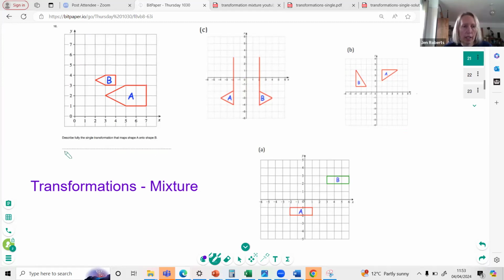Okay, so hopefully you thought this is an enlargement. I'll do your centre first. The scale factor is a bit of a funny one. Doesn't matter the corners you use, as long as they're the same in both shapes. But even if you've used different corners to me, you should get the same answer.